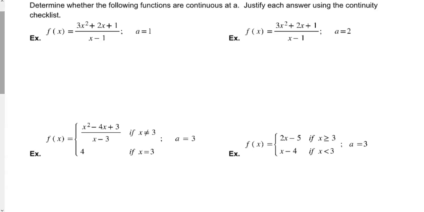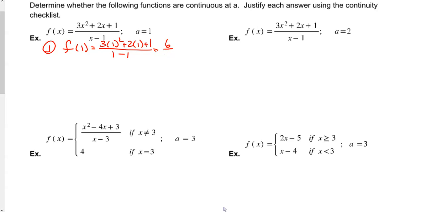So let's go from a graph to actually looking at some functions and determine if we are continuous at the value of a. Justify each answer using the continuity checklist. So if we look here for the first checklist part, we are looking at what is f of 1. Well, if I try to put 1 in there, 3 times 1 squared plus 2 times 1 plus 1 all over 1 minus 1. Well, the top, I don't really care, but we will figure it out. 3 times 1 squared plus 2 times 1 plus 1, so I get 3 plus 2, which is 5, plus 1, which is 6. Now, why did I not care?